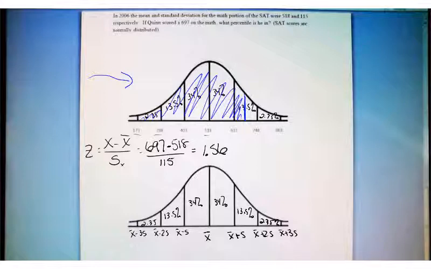Okay, well, what does that mean? It means that we're more than one standard deviation away from the mean, but not quite 2. And because it's positive, that puts us to the right, which makes sense because Quinn's score of 697 is higher than the mean of 518. So we should be to the right of the mean. All right, so again, we are more than one standard deviation away, but not quite 2. And 1.56 is just about smack in the middle, which is what we determined when we specifically plotted that 697.